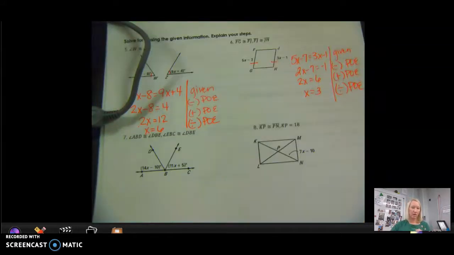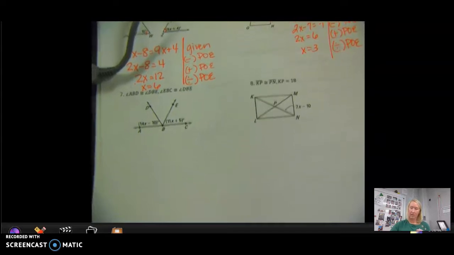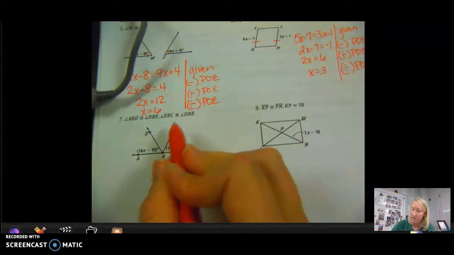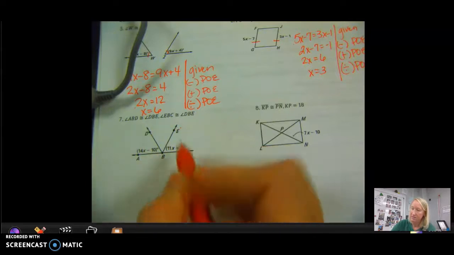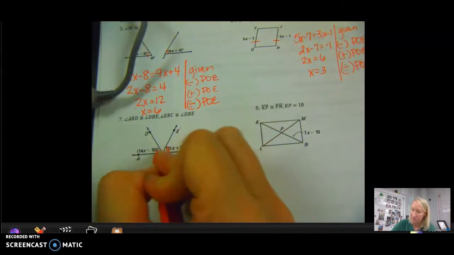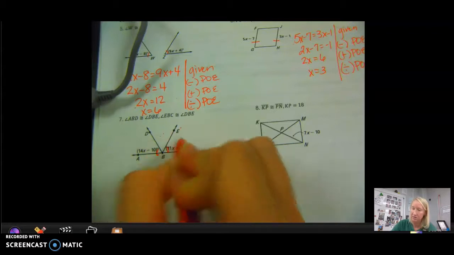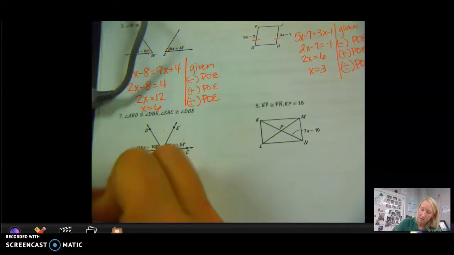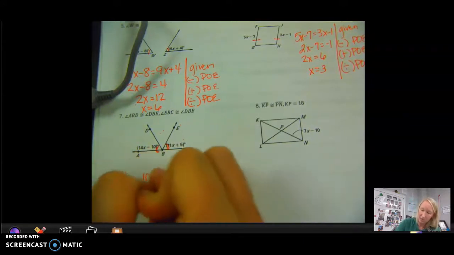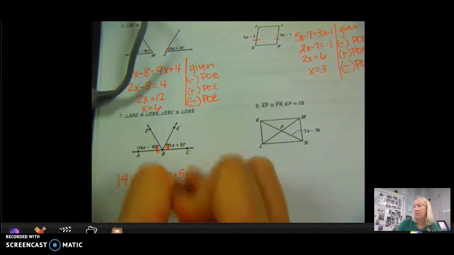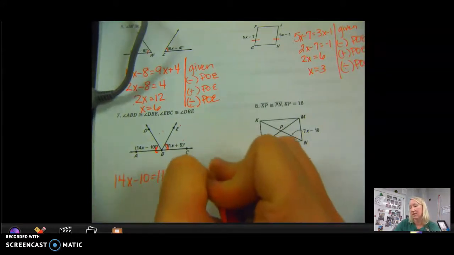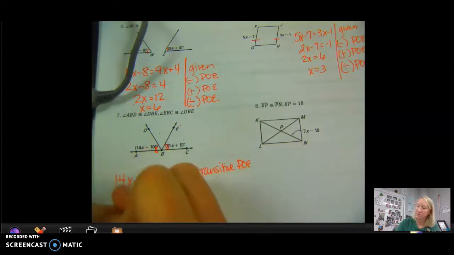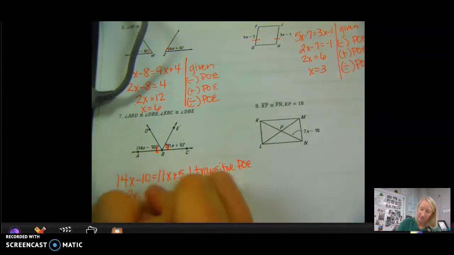All right, next ones. Angle ABD equals angle DBE. And then angle DBE equals angle B-this. So that makes this, because this is equal to this is equal to this, by transitive property, I know that this is equal to this. So we're going to say 14x minus 10 equals 11x plus 5. We're kind of skipping a step, and we're going to write transitive POE. I'm going to subtract 11x from both sides, so I get 3x minus 10 equals 5.